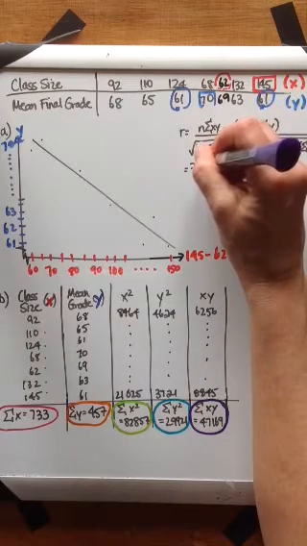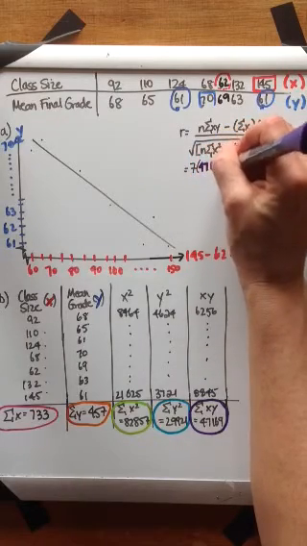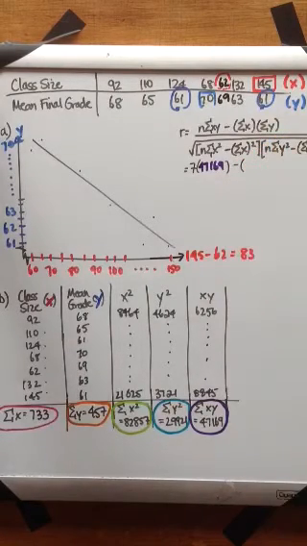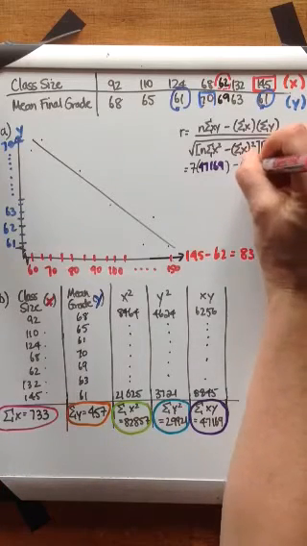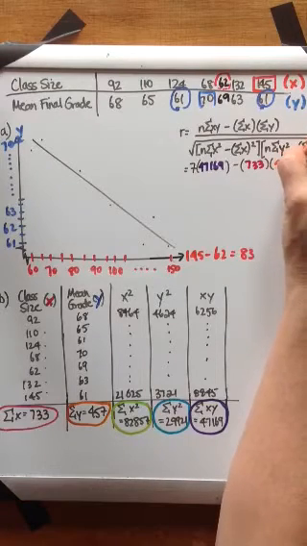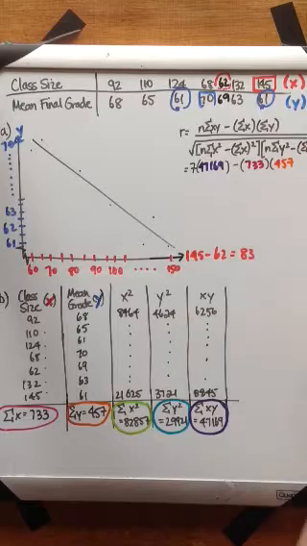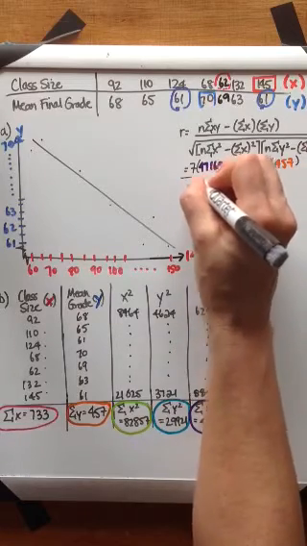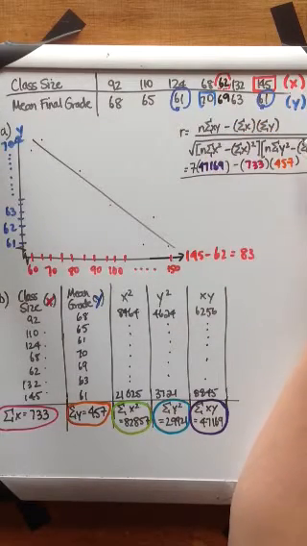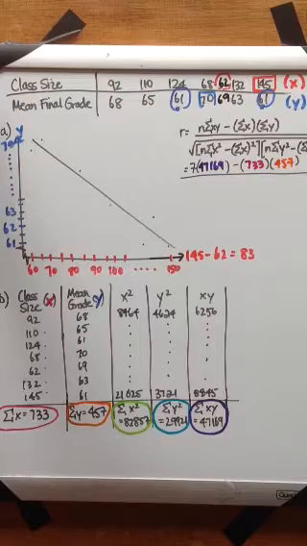So I'm going to put in 47,169 here. I'm going to subtract from that the sum of the x values. That's the one that's in pink. So that is 733, and I'm going to multiply that by the sum of the y values, which are in orange, 457. And then I'm going to take that entire numerator and divide it by everything in the denominator. Notice that that entire thing gets square rooted as well before the division takes place under the numerator.